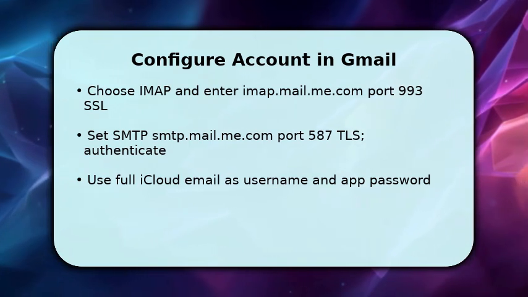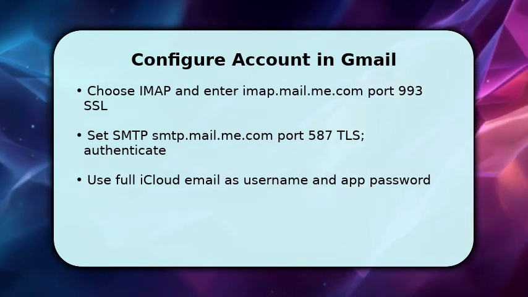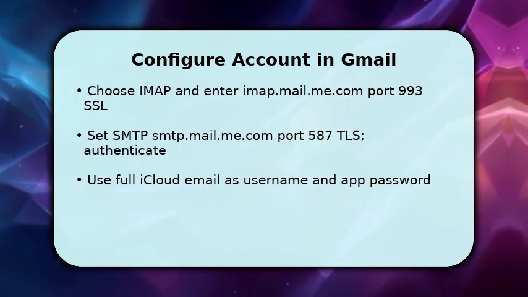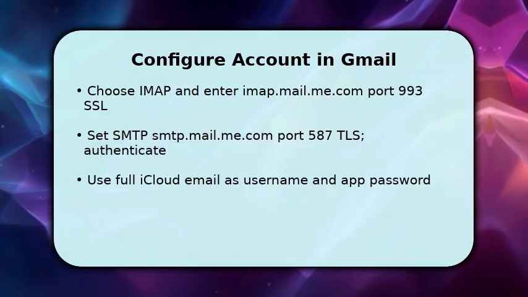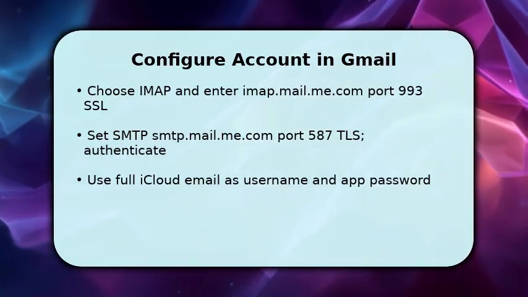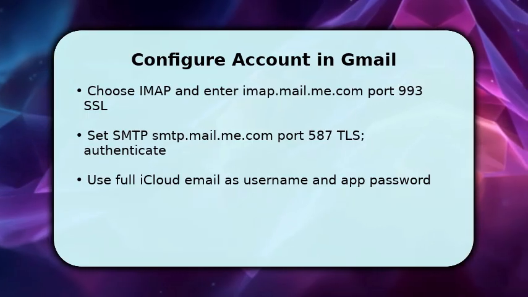In Gmail's Add Account flow, choose Manual Setup, then IMAP. Enter imap.mail.me.com with port 993 and SSL. For outgoing, use SMTP smtp.mail.me.com, port 587 with TLS and authentication turned on.